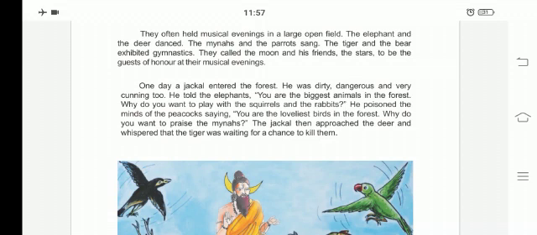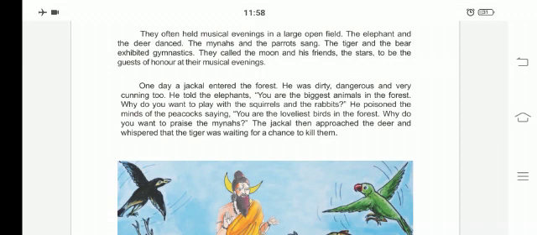So it entered the forest. It was very dirty, dangerous, and very cunning. Cunning means clever in a dishonest or bad way. He told the elephants, what did he tell? He told them that you are the biggest animals in the forest, and why do you want to play with the squirrels and the rabbits? So he's saying, why are you, the biggest animals in the forest, playing with the small rabbits and squirrels.